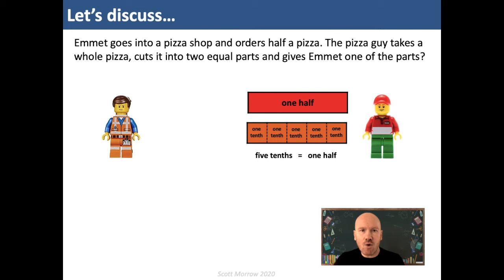We could keep going on and on, cutting each of those halves into 6 parts and 7 parts and so on. The pizza guy is giving Emmett exactly the same amount of pizza each time. All he's doing is giving himself more work the more parts he splits them into. We can say that each of those fractions that we created are equivalent to 1/2.